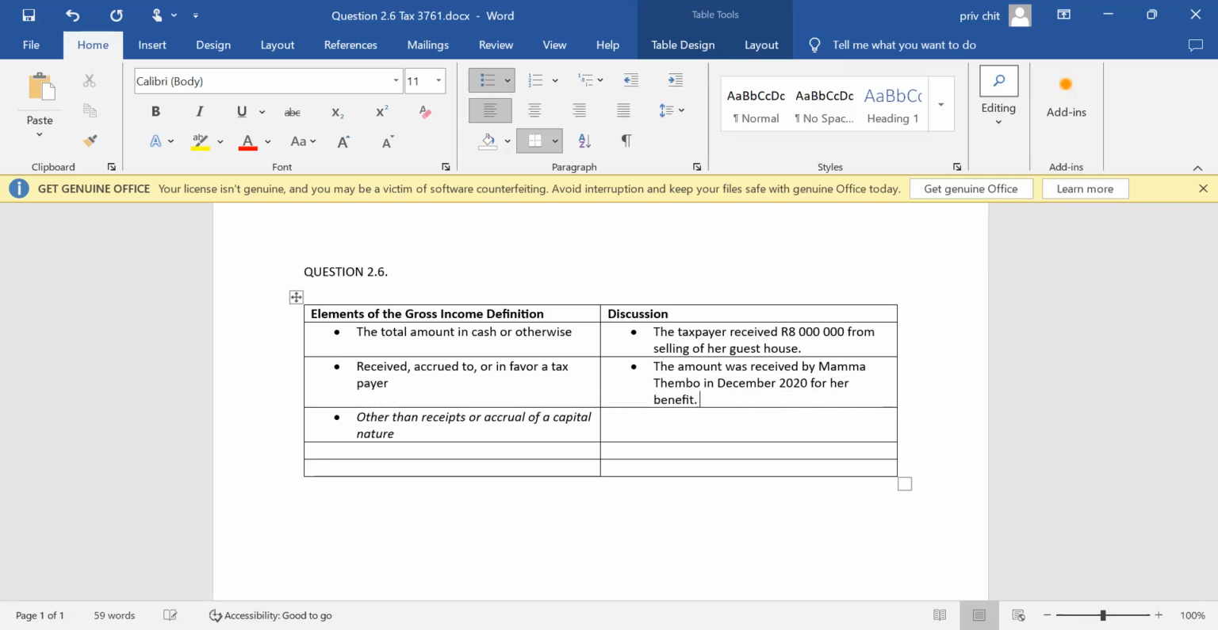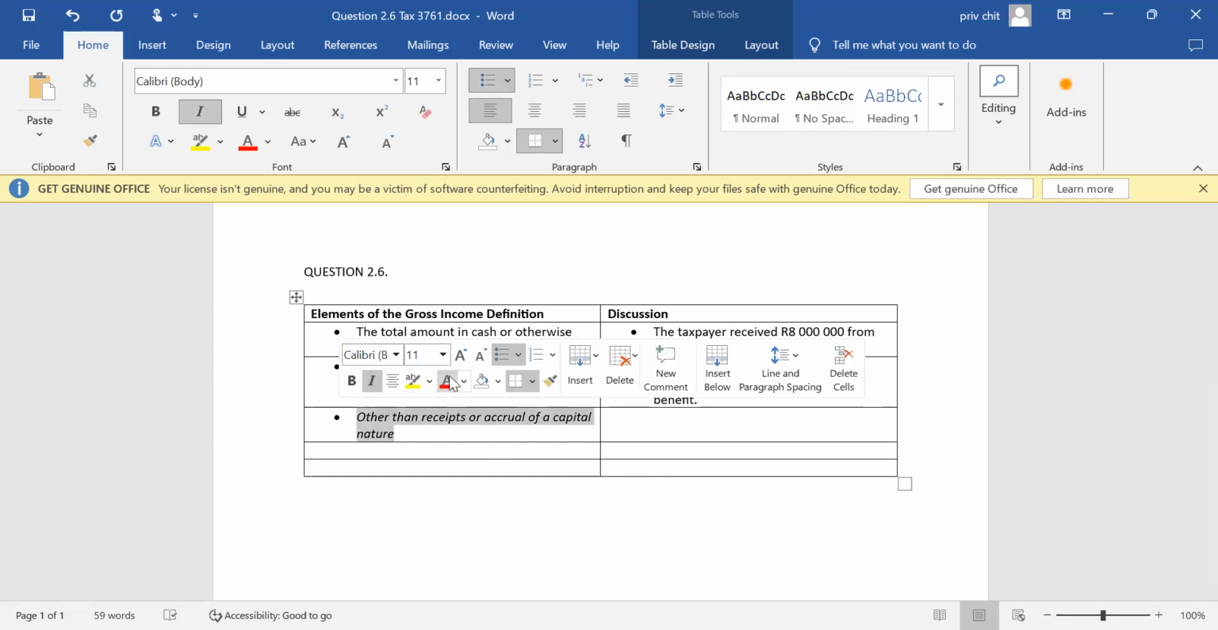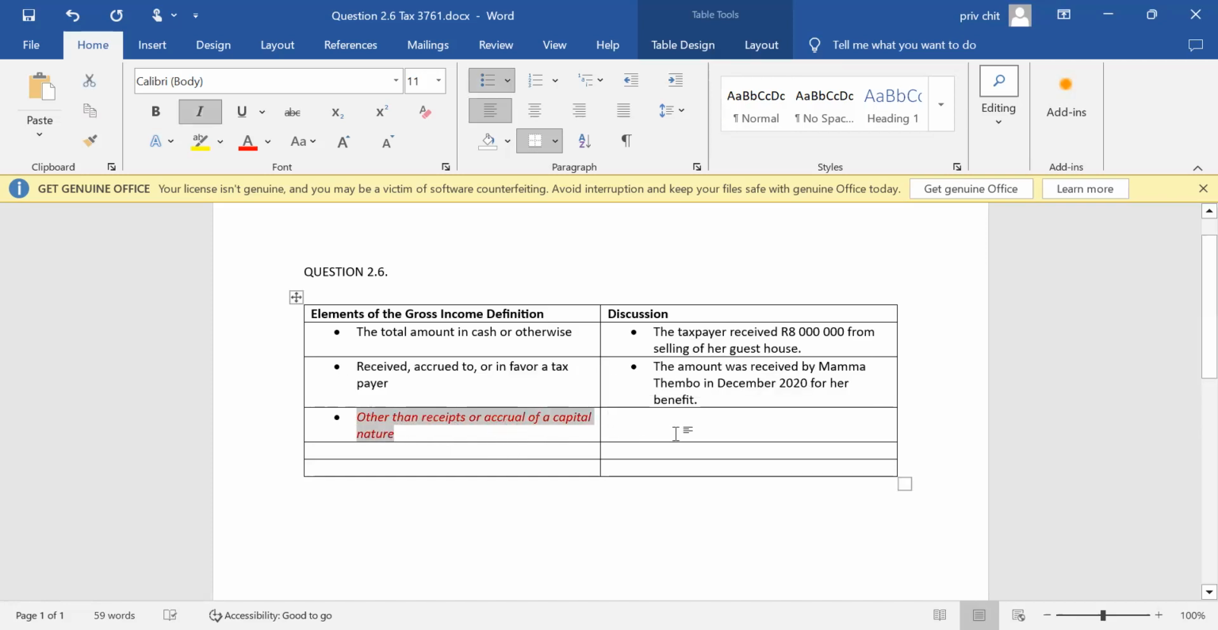Okay. So that's what I mean. I'm trying to imply the fact that it was necessarily received in your favor and not to the benefit of another party elsewhere. But now, these first two that I've already outlined for you, that's not where the issue is. The issue is here. This is where the issue is, other than receipts or accruals of a capital nature. Now, so what are we going to do now?